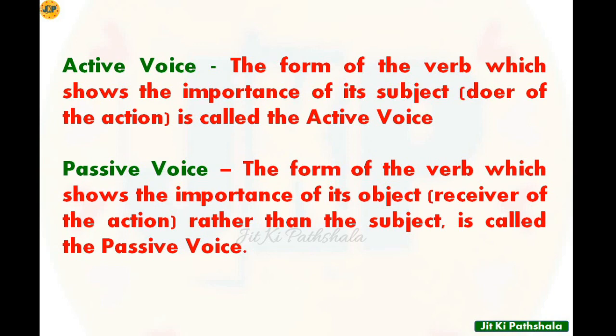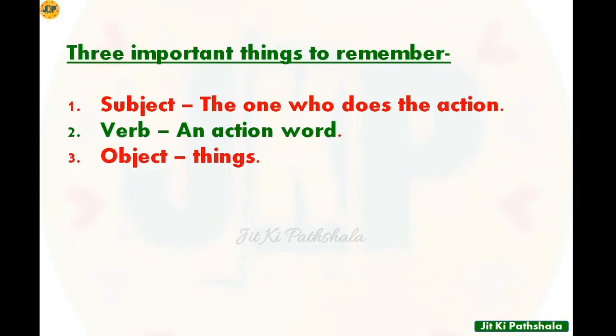Now let's say some of the important things. There are three important things to remember. First is subject. Subject, that is the one who does the action. Number two, verb. Verb, as we all know, is an action word. And number three, object, that is the thing on which the action is being performed. These are three things which are very important to remember while we are doing voice.